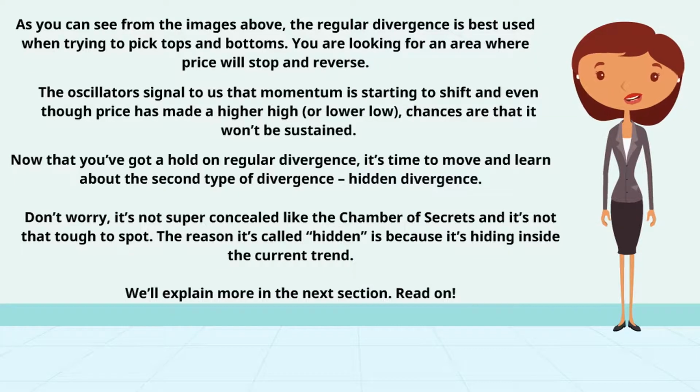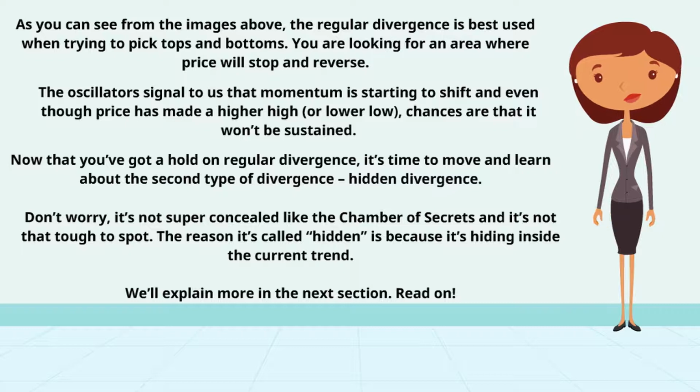As you can see from the images above, the regular divergence is best used when trying to pick tops and bottoms. You are looking for an area where price will stop and reverse. The oscillators signal to us that momentum is starting to shift, and even though price has made a higher high, or lower low, chances are that it won't be sustained.